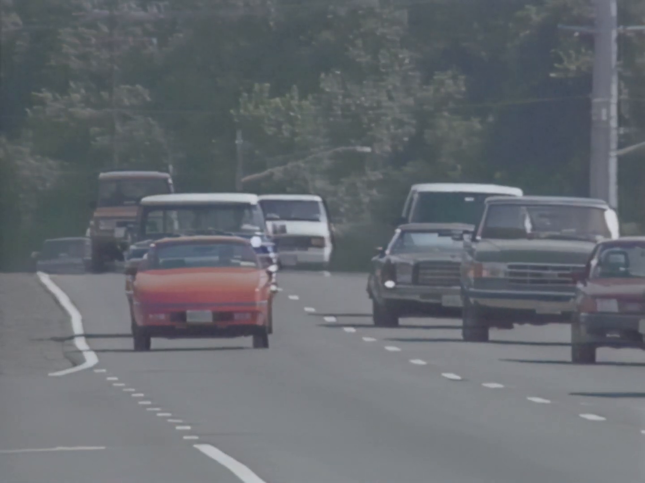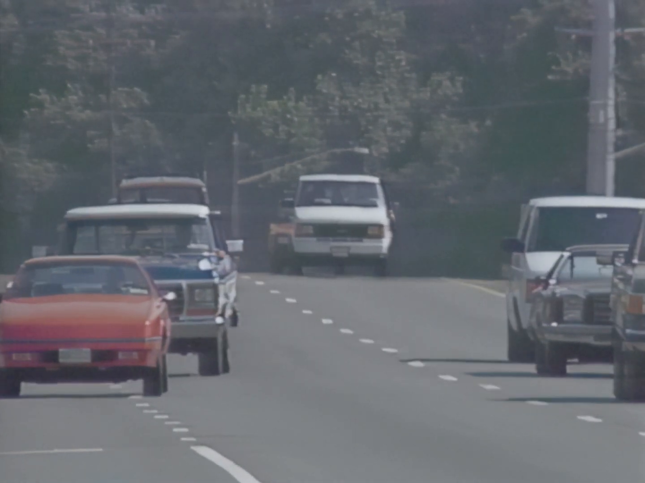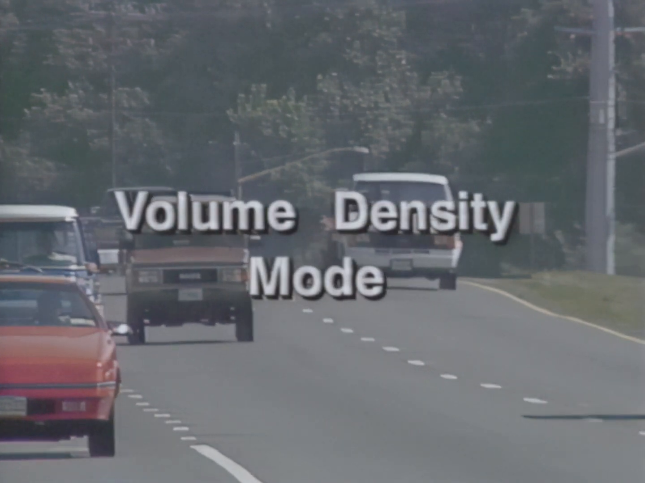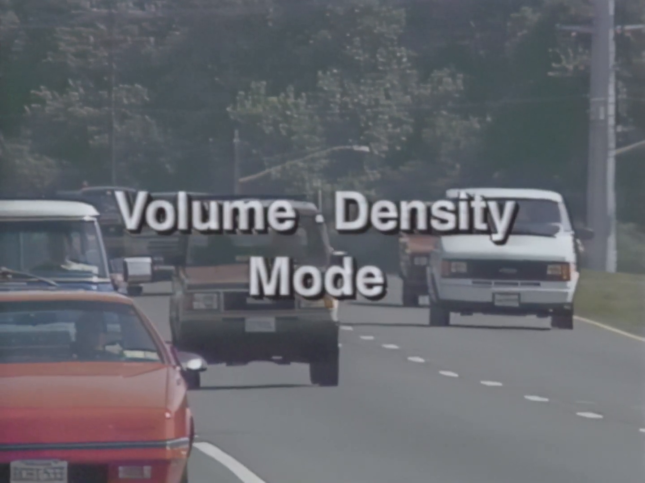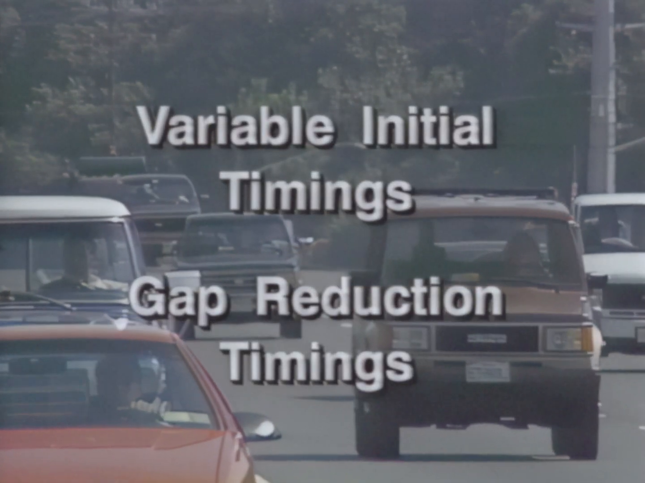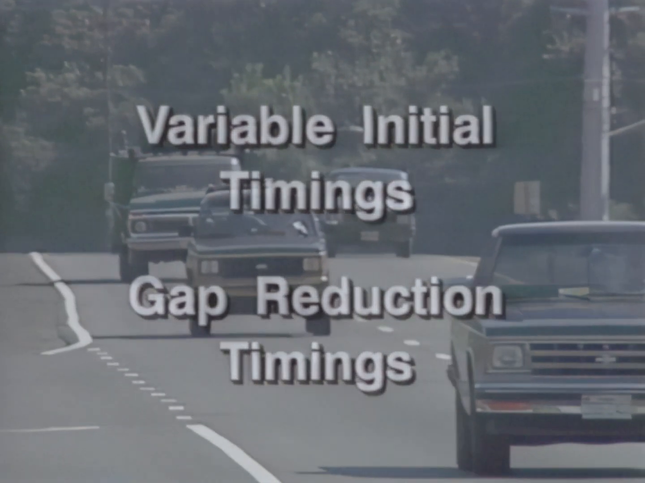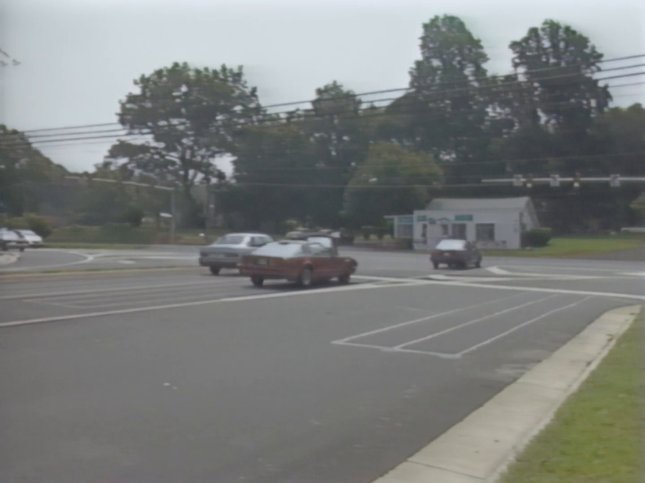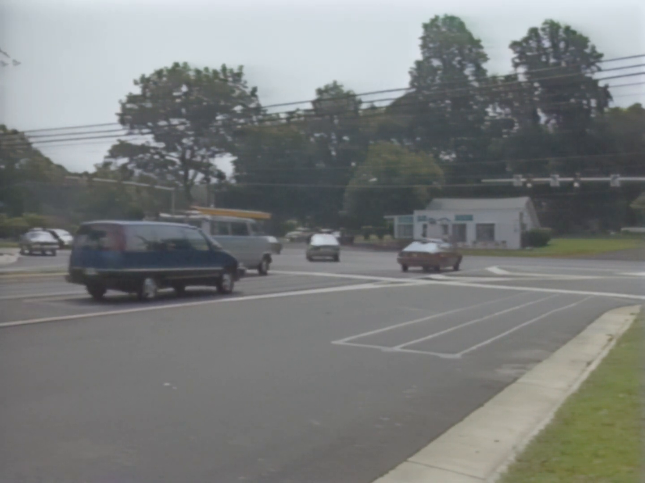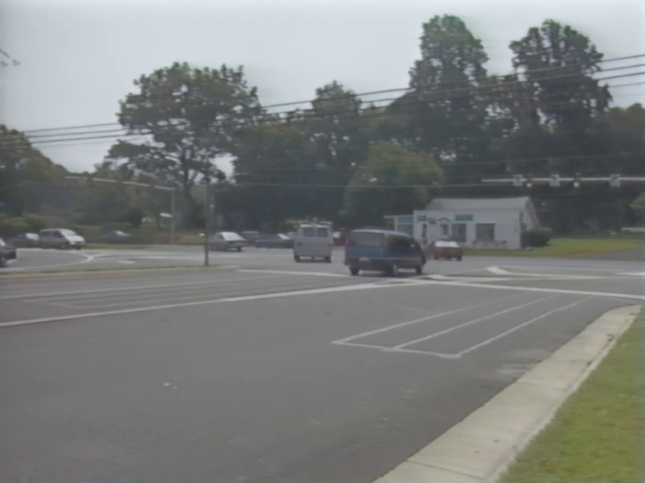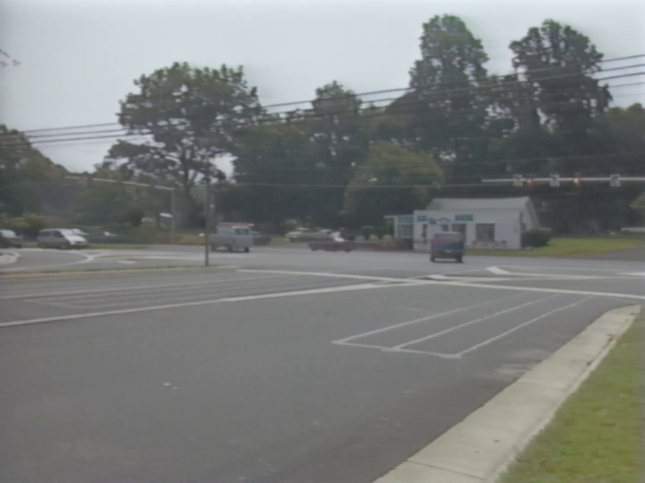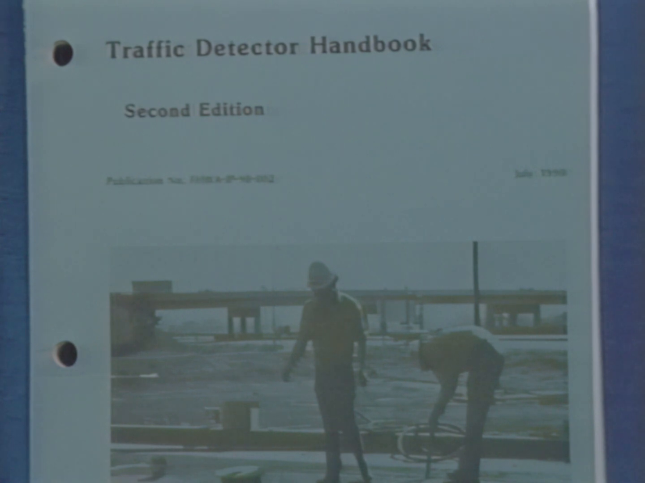The most conventional technique for a high-speed approach uses a controller with a volume density mode. This type of actuated operation offers variable initial timings and gap reduction timings to accommodate the increased traffic. These additional timing parameters take into account the waiting vehicles behind the first one in line, as well as the wait time of the vehicles on a conflicting phase. Consult your handbook for further design possibilities.